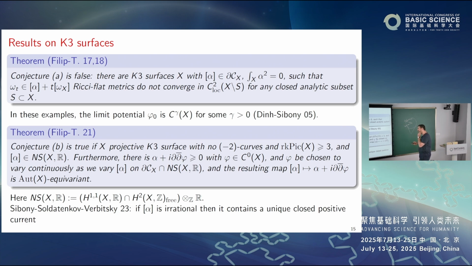Definitely you do not want these assumptions. The K3 has to be projective with no -2 curves and Picard rank at least 3. These are all technical hypotheses you need. The class has to be in the real Néron-Severi group, which is a distinguished subgroup of H^{1,1}, roughly speaking, classes that come from line bundles. With all these assumptions and restrictions, you can obtain this L infinity bound. And actually you can construct a family of closed positive currents with continuous potentials, which vary continuously even when you change the class, and they behave well with respect to the automorphism group. We call these, in our paper, canonical currents from the boundary of the Kähler cone for these K3 surfaces.